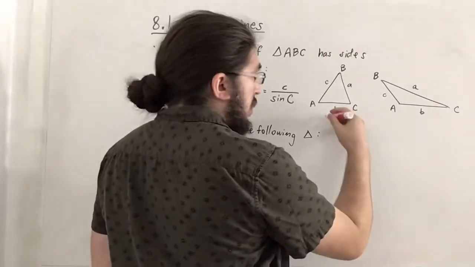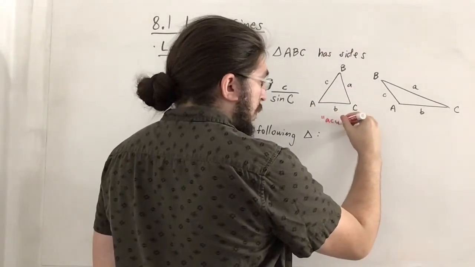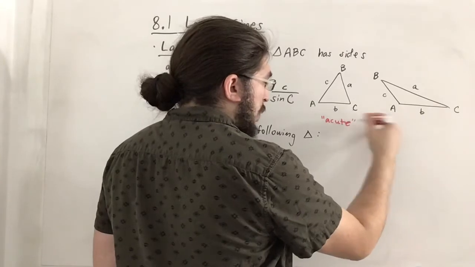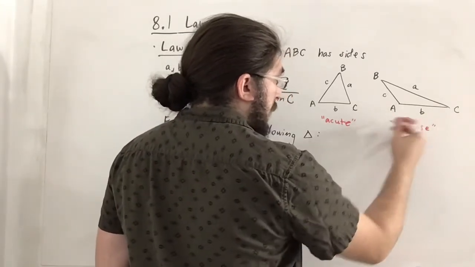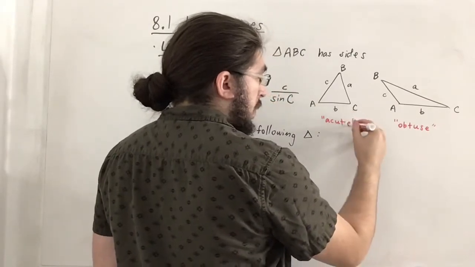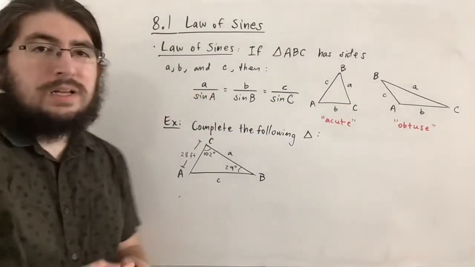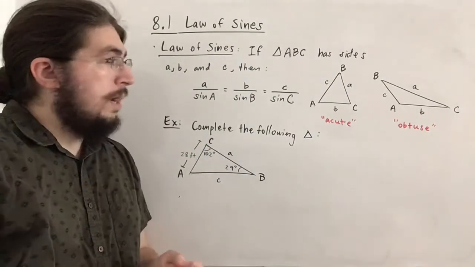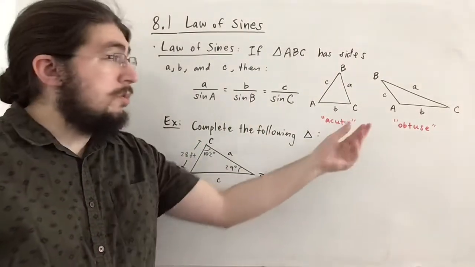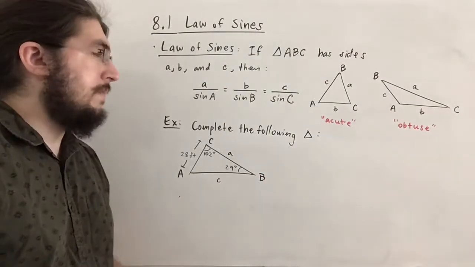Here we have an acute triangle, meaning all angles are less than 180. And here we have an obtuse triangle, meaning one of the angles is bigger than 90. I meant to say 90 here, not 180. Of course, since all angles in the triangle add to 180, they're all going to be less than 180. But acute means they're all less than 90. Obtuse means one of them is bigger than 90.